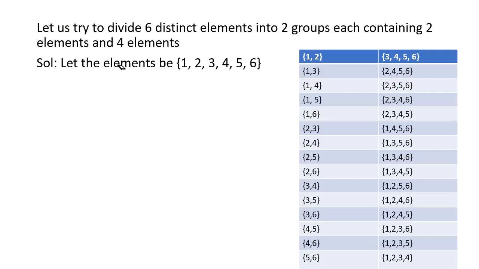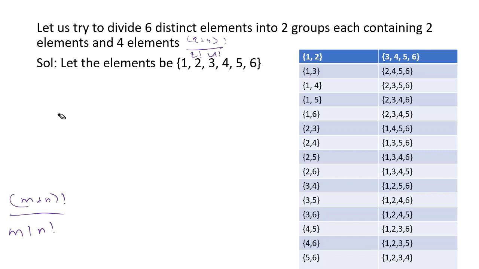Now the number of ways of dividing 6 elements into 2 groups containing 2 elements and 4 elements is (2 plus 4) factorial upon 2 factorial times 4 factorial. So we are using this result: (m plus n) factorial upon m factorial times n factorial. On the whole we have 6 elements: 1, 2, 3, 4, 5, 6. The number of ways of dividing these 6 elements into 2 groups containing 2 elements and 4 elements is going to be (2 plus 4) factorial upon 2 factorial times 4 factorial.